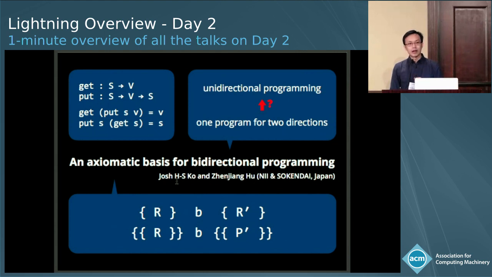But actually, we do have a way to program lenses unidirectionally, and we're going to explain how to do that in terms of Hoare triples, in fact, two kinds of triples. So come in the afternoon for the whole story.